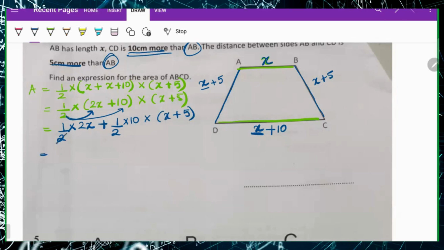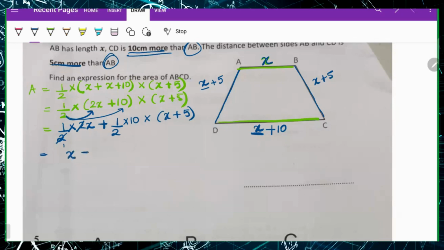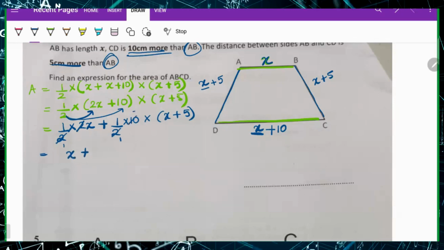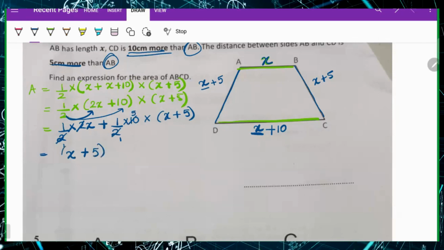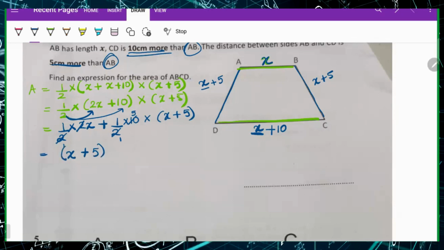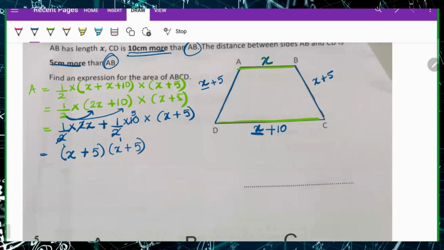So this will be 2 ones are 2, and this 2 will go away. So you just have x plus 2 ones are 2, 5 ones are 5. So you have x plus 5 here, and here what you have? x plus 5. Okay.